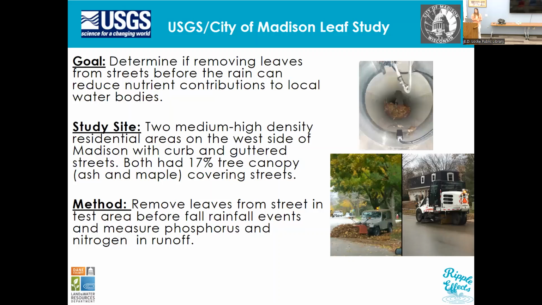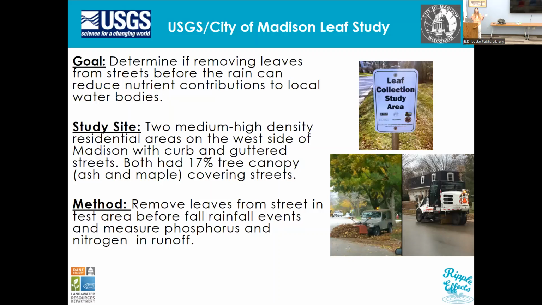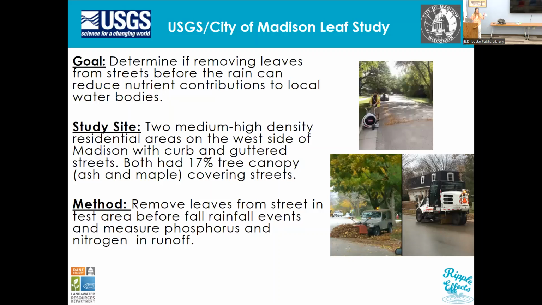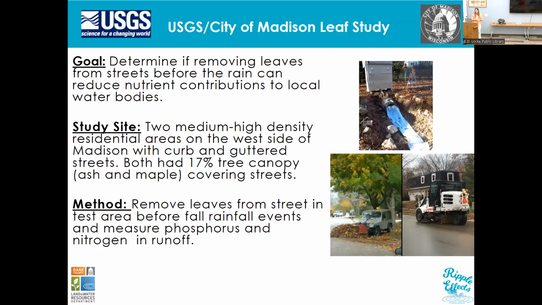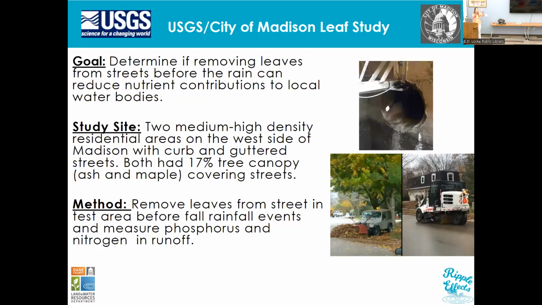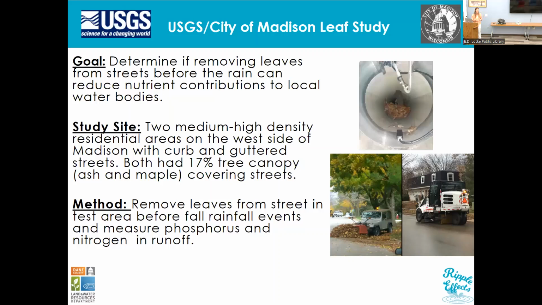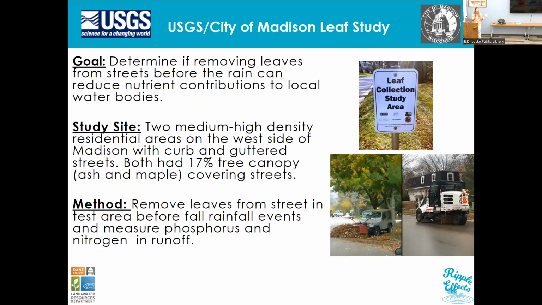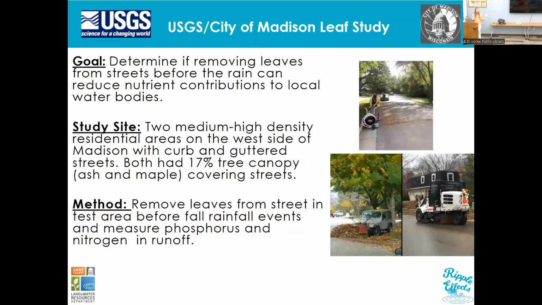So just a little background on it. They selected 2 study sites, paired basin studies. So 2 neighborhoods that had similar density of trees and size of trees. They both had ash and maple trees, and the trees we were interested in, and that are a problem for us, are the road trees or terrace trees, we call them. They're the trees that are between the sidewalk and the street. And we always say, keep your leaves out of the street.